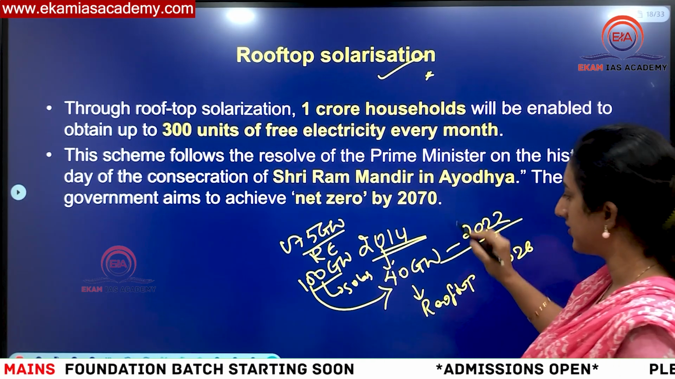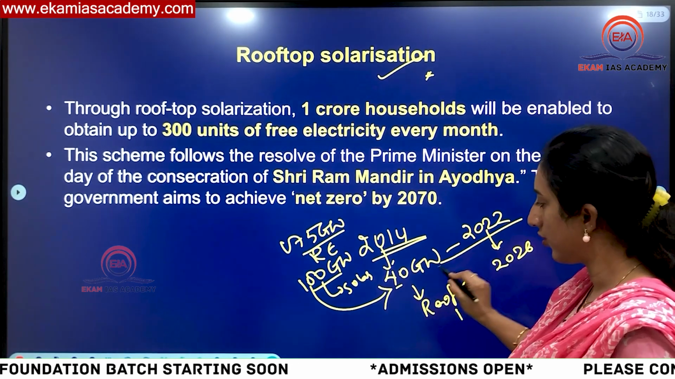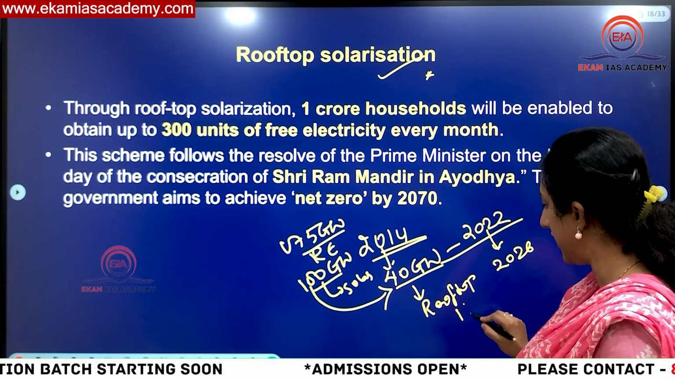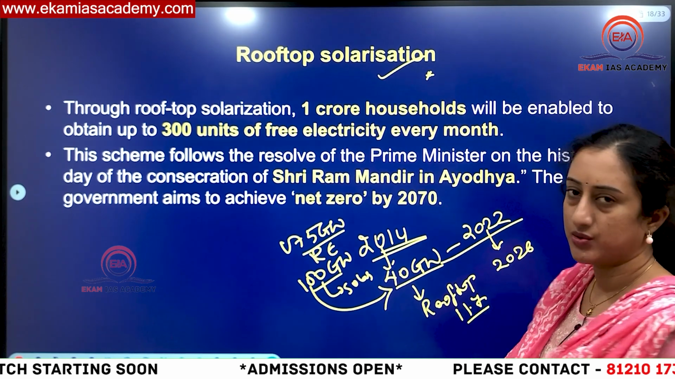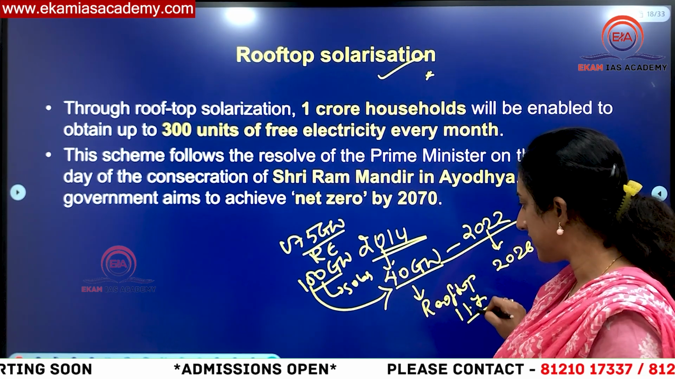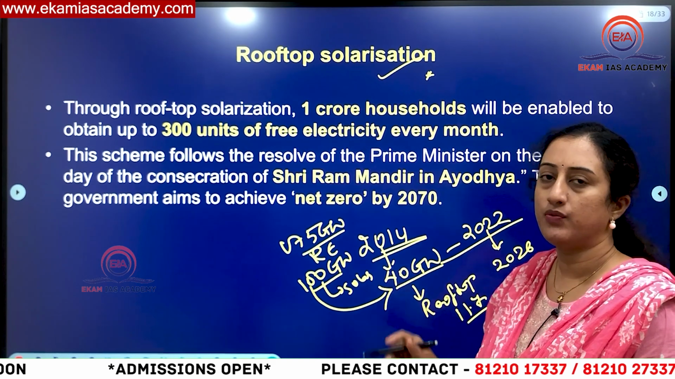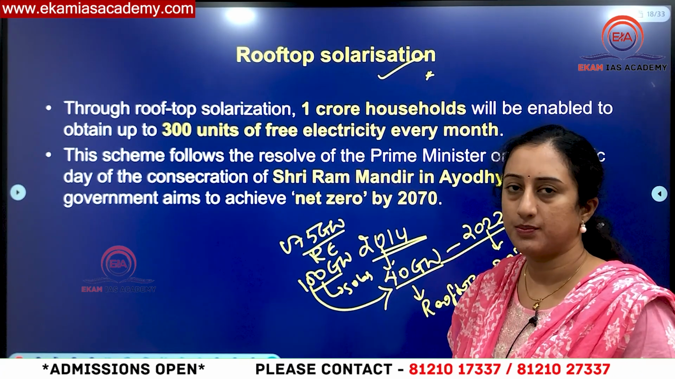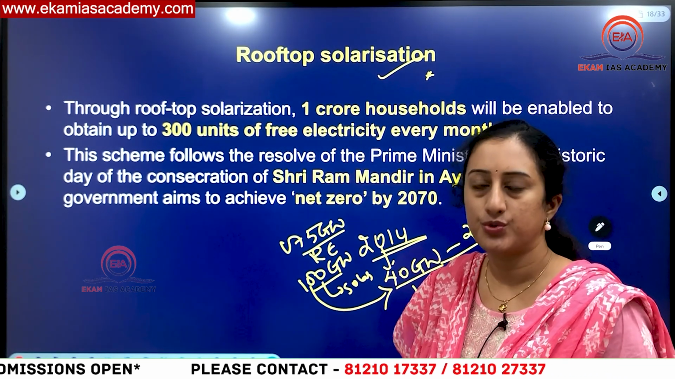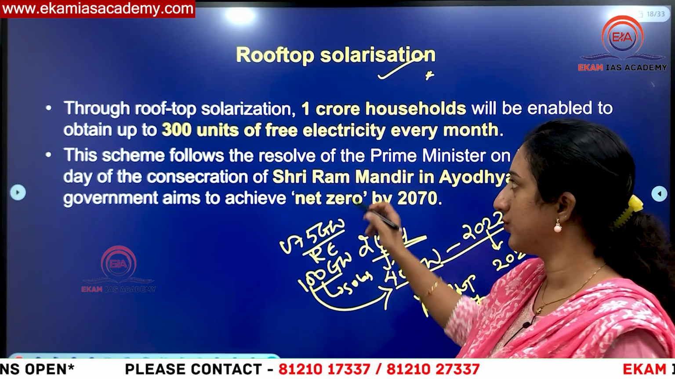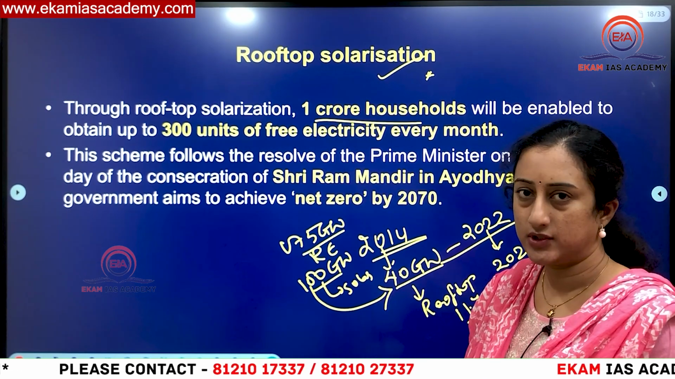But what is the current status? We are not able to produce 40 gigawatts, only around 11.7 gigawatts we are producing. To reduce this gap and enhance rooftop power generation, the Pradhan Mantri Suryodaya Yojana was announced, and 1 crore households are getting covered under this program.